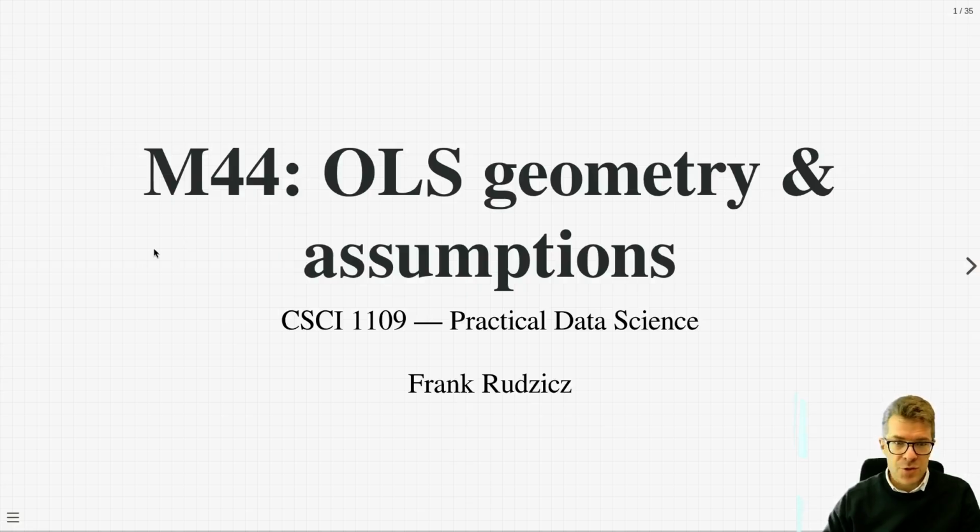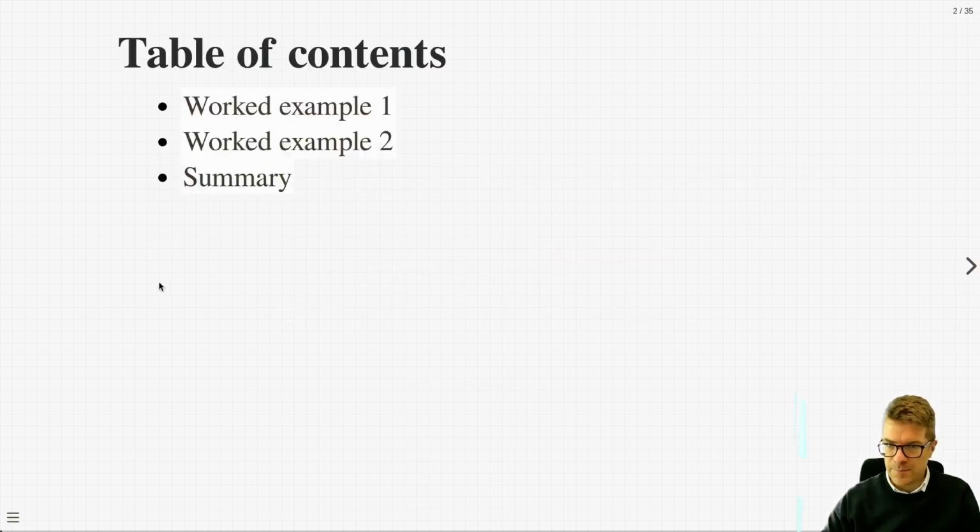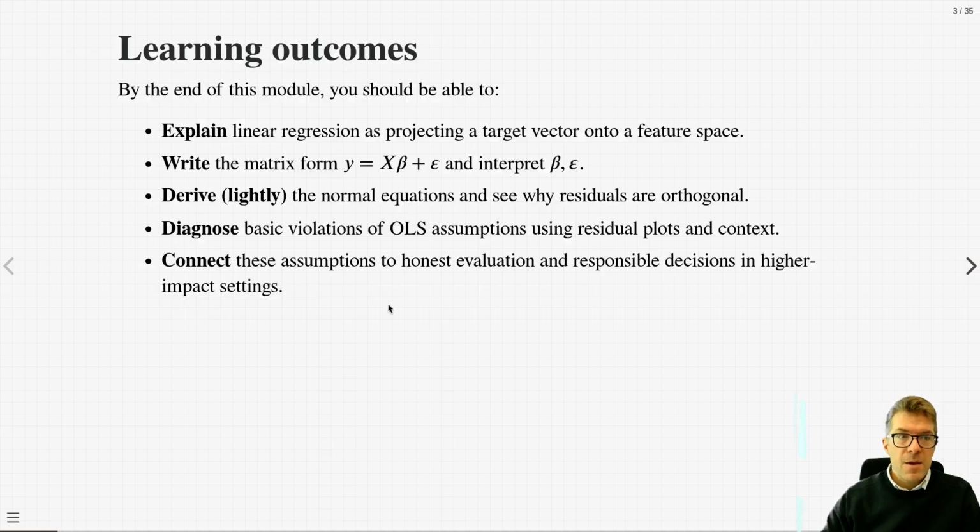But this is also sort of just a background that will help us understand the processes that we'll need later. Still extremely important. By the end of this module, you ought to be able to explain linear regression as projecting a target vector, something you're trying to predict, into a feature space.